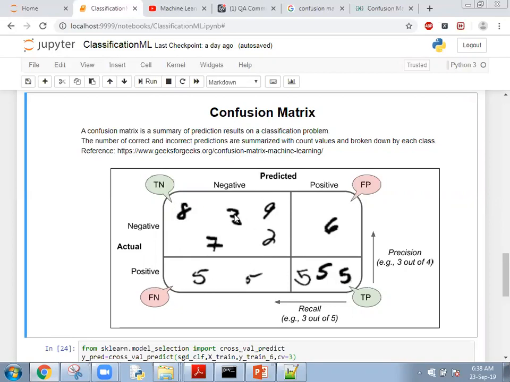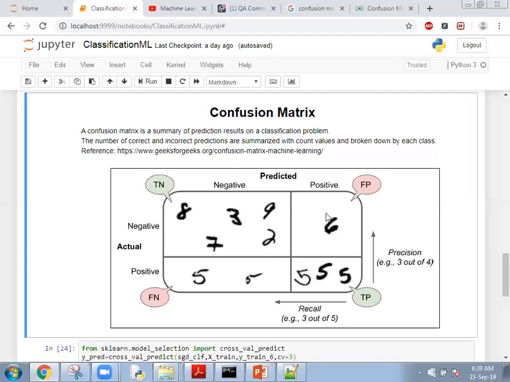So consider the first quadrant. Negative and negative. That means that your actual value is negative and your predicted value is also negative. So that is the positive case. That means that our prediction is correct. Whenever our prediction is correct, that will be prefixed with T, and whatever value we predicted will be the second letter. It will be N. Our prediction is correct, that's why it is T, and we predicted the negative case. So that is called TN.